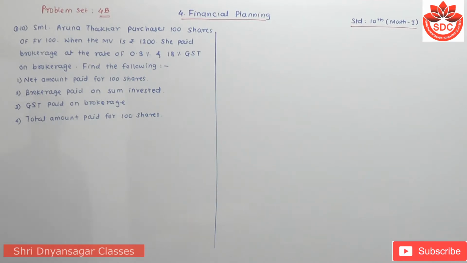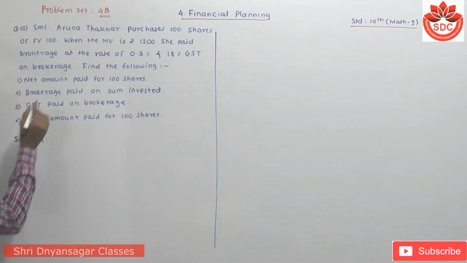Now students, we take one by one here its solutions. Simple question here. MV of 1 share is given.